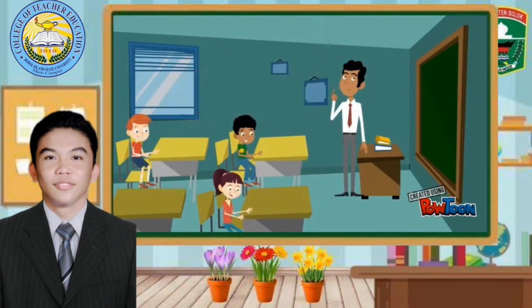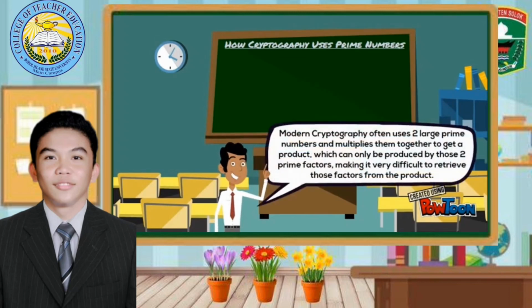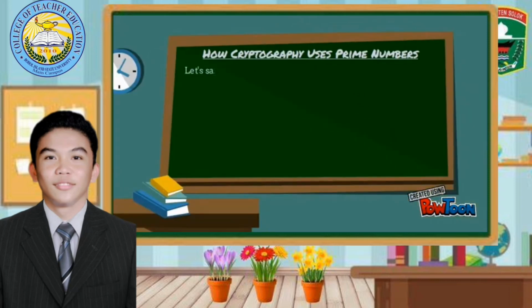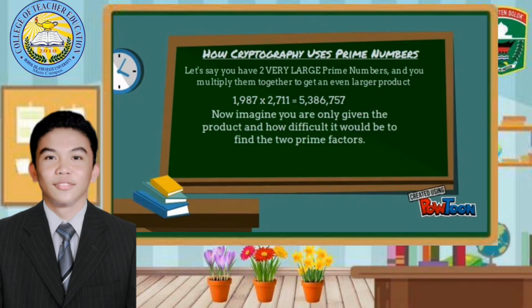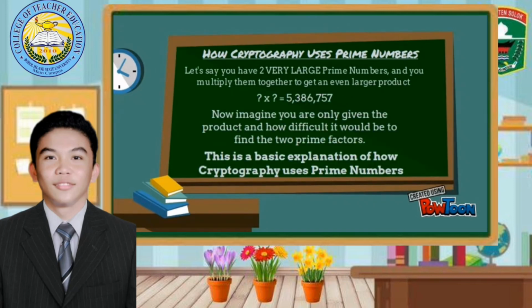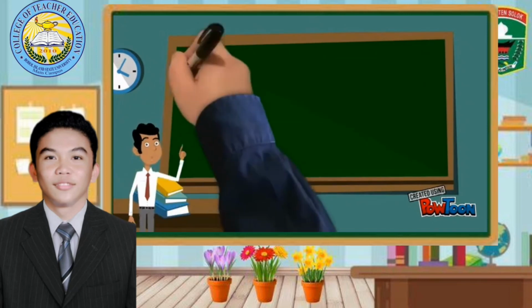How does cryptography use prime numbers? Modern cryptography often uses two large prime numbers and multiplies them together to get a product, which can only be produced by those two prime factors, making it very difficult to retrieve those factors from the product. Let's say you have two very large prime numbers and you multiply them together to get an even larger product. Now, imagine you are only given the product and how difficult it would be to find the two prime factors. This is a basic explanation of how cryptography uses prime numbers.